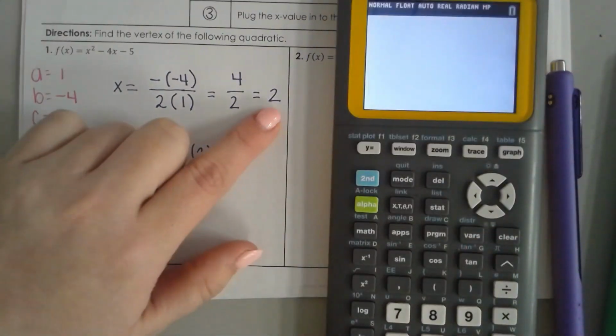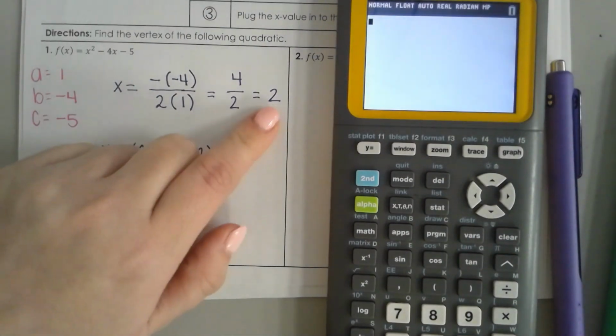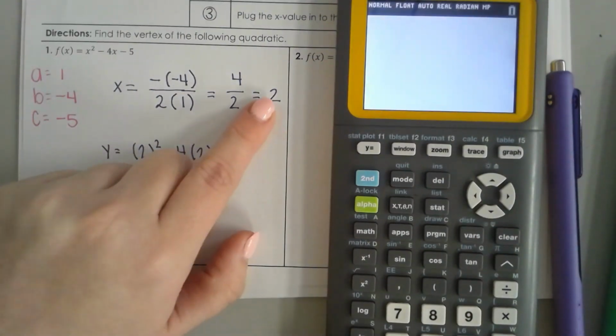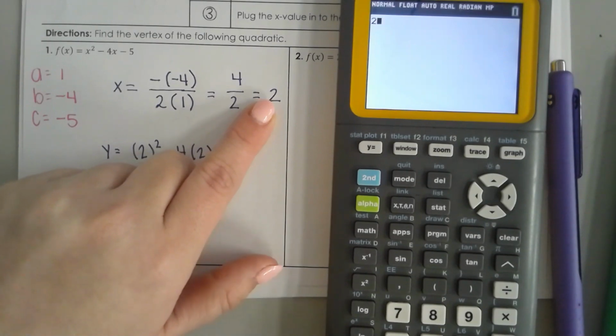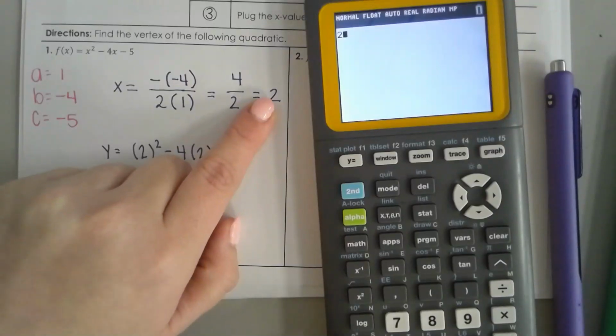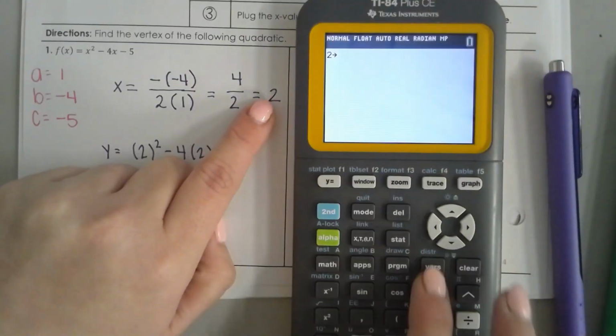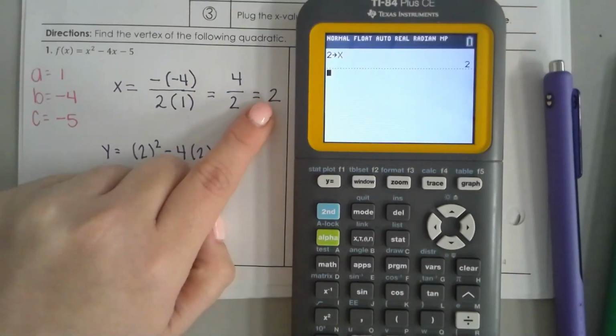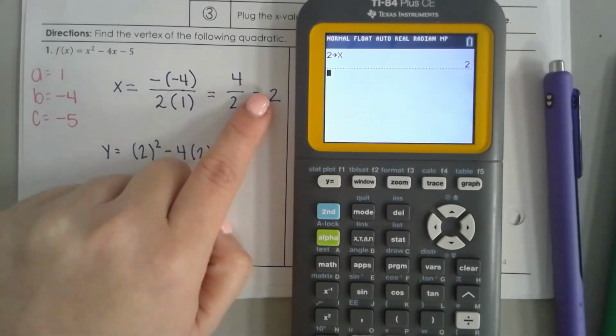We want our calculator to know that x is 2. So we're going to type in 2, and then you're going to hit this button that says STO. It's beside the 1. That means store. And we're going to store it as x. So we're telling our calculator that 2 is x.